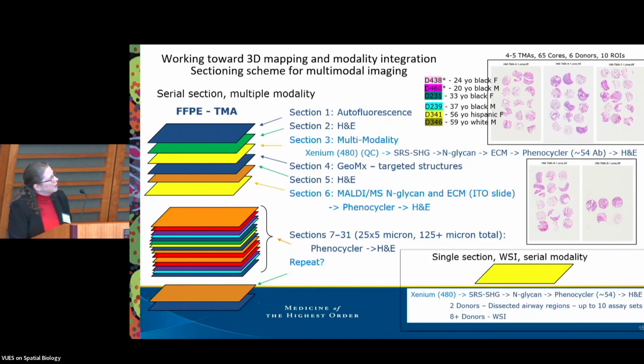Because of the limitation of the data coming out of each one of those cores, we also have single whole slide images. And our whole slide images are about 1 centimeter by 1 centimeter or 1 by 2 centimeters, covering about 400,000, 500,000 cells at a time. And we'll run these through, again, multimodality, same section, same slide, as well as some serial.